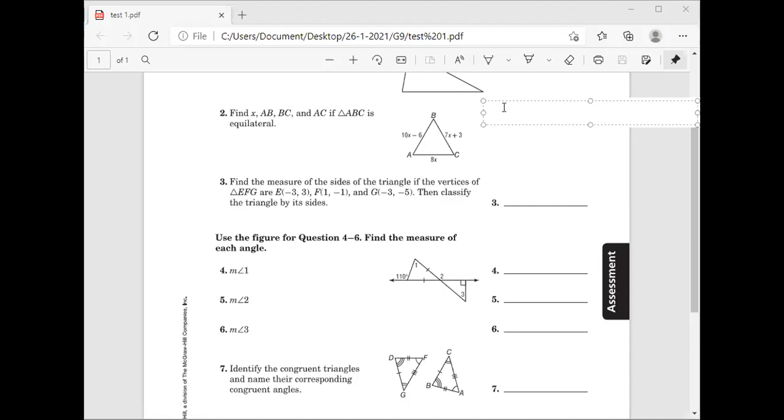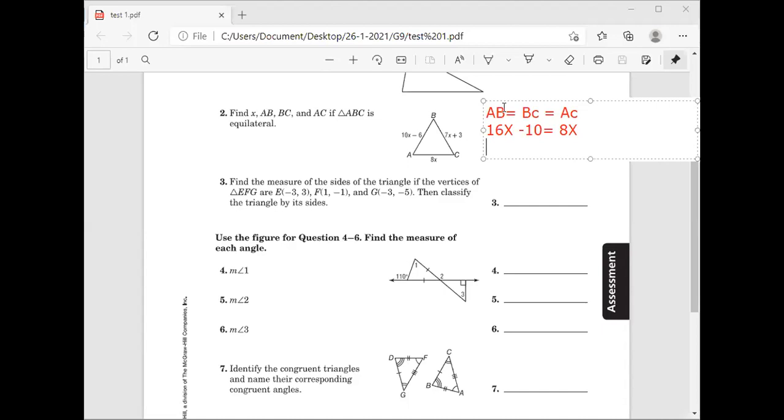Because it's an equilateral triangle, which means all sides are equal. So we will choose any two sides to solve together, like 10x minus 6 and 8x. Since it's an equilateral triangle, AB equals BC equals AC, which means we can say 10x minus 6 equals 8x. Then we will transfer.